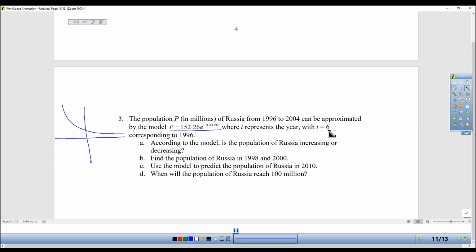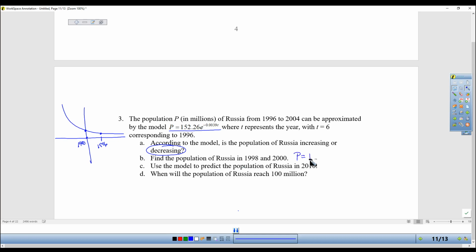So T is equal to 6 represents 1996. So let's just say that my graph starts at 1990 because that would be 0. And then out here, it's at 1996. According to the model, is the population of Russia increasing or decreasing? Remember, it's that negative there that lets you know the graph looks like this. So it's decreasing. Find the population of Russia in 1998 and 2000.